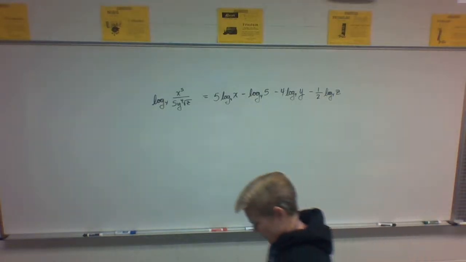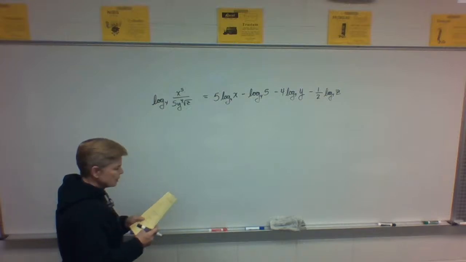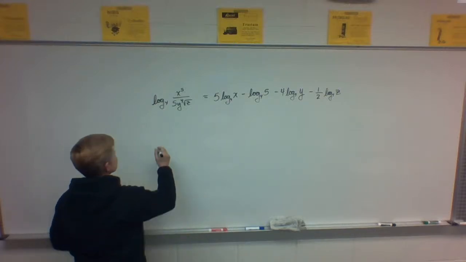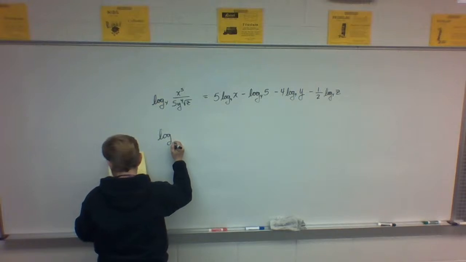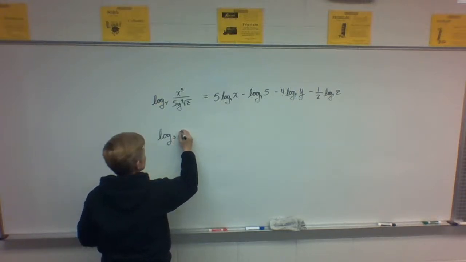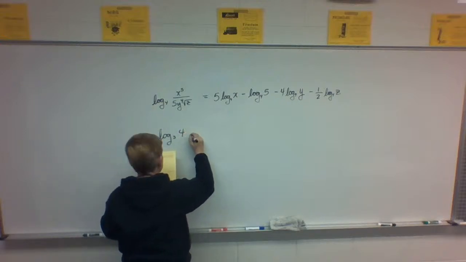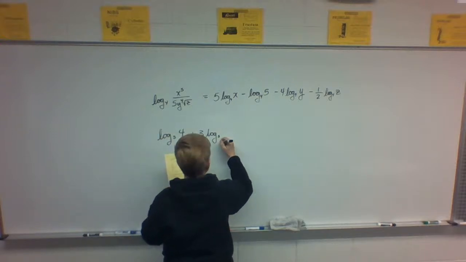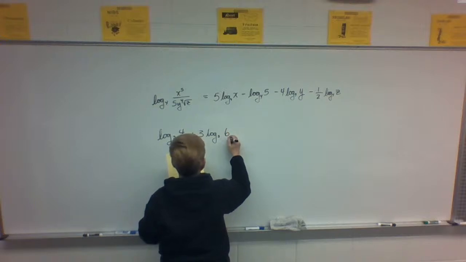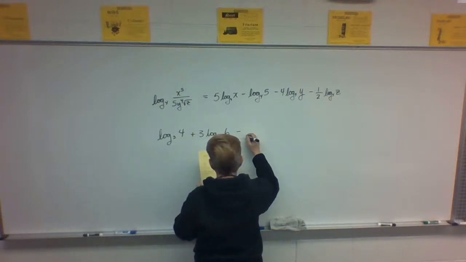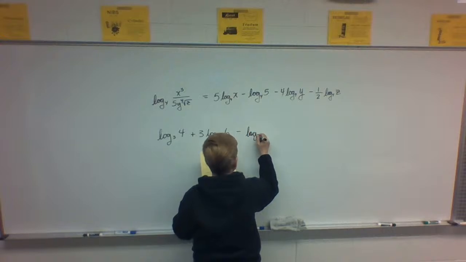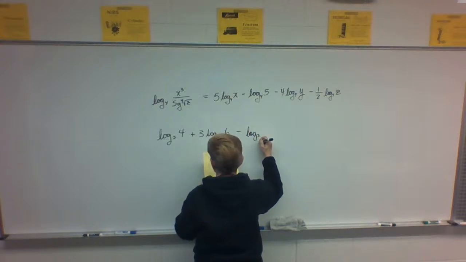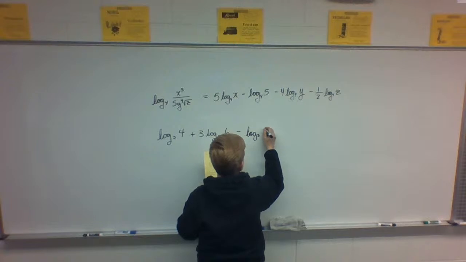That's number 11. Guess what the next one is? Condense it. Condense the log. So we have something like this. The log base 3 of 4 plus 3 log base 3 of 6 minus the log base 3, that's a log, of 8.